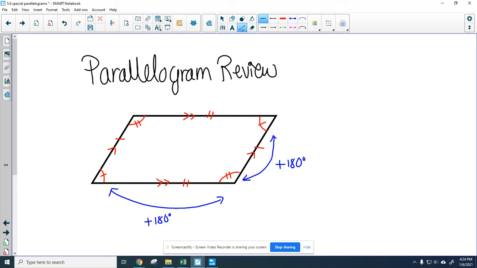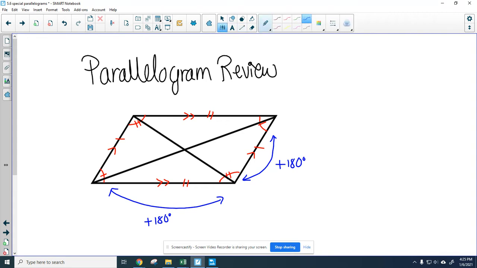They are supplementary. And then the last piece we found, so if we put the diagonals in there, first of all, they are not congruent, but what they do is bisect each other. So watch how you're marking this. I'm going to put 3 and 3 markings here to show that this one gets cut in half, and then 4 and 4. I don't want to put 3 everywhere because then that would imply that the diagonals were congruent to begin with, which they are not.